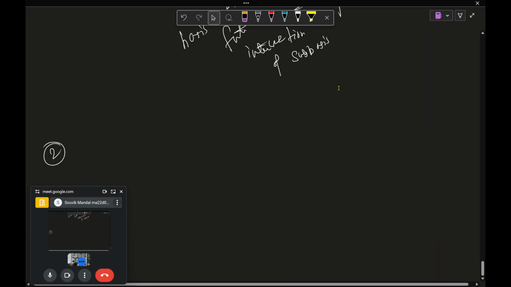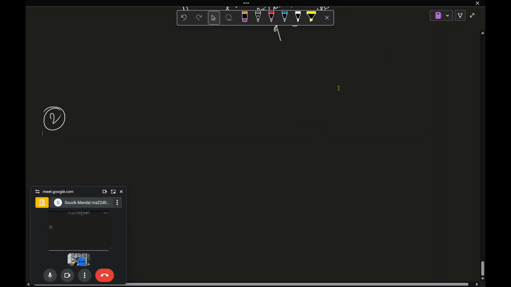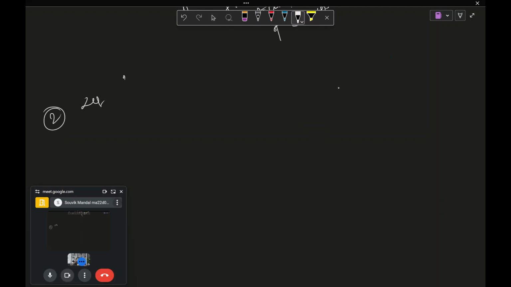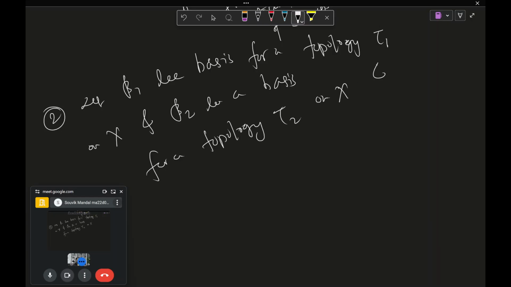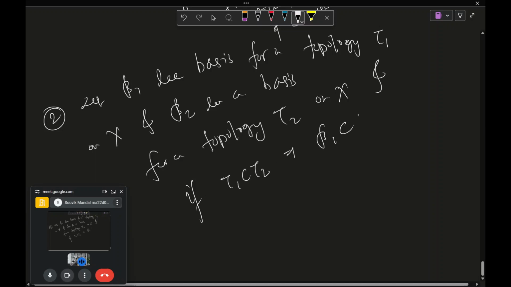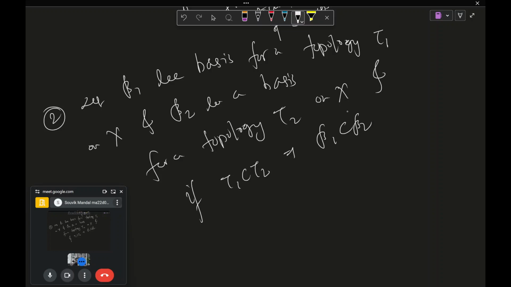Okay. So the next question is the following. Let capital B1 be a basis for the topology tau 1 on X, and capital B2 is the basis for a topology tau 2 on X. And if tau 1 is a subset of tau 2, this implies beta 1 is a subset of beta 2. So is this true or false?